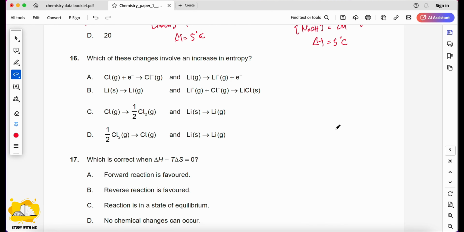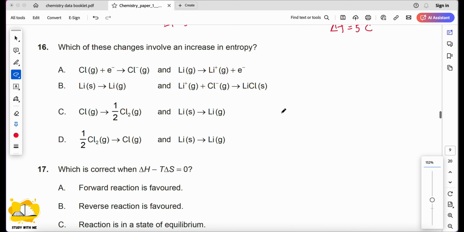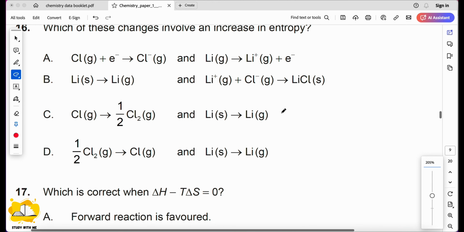Okay, which of these changes involve an increase in entropy? Okay, so let me make it a little bit bigger so I can write here.